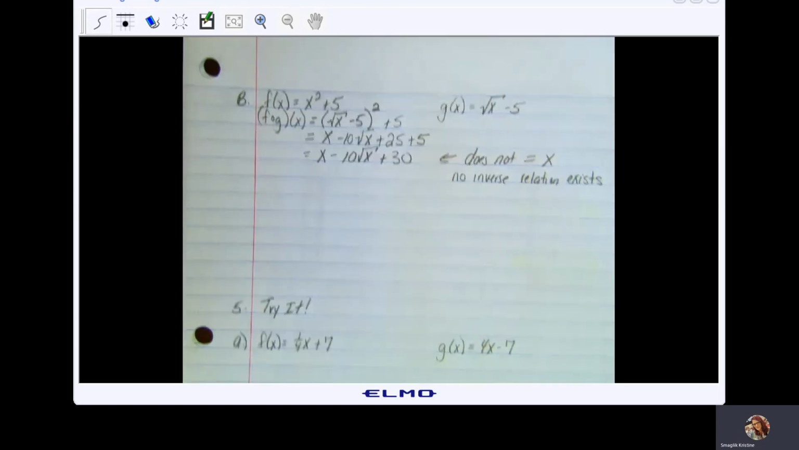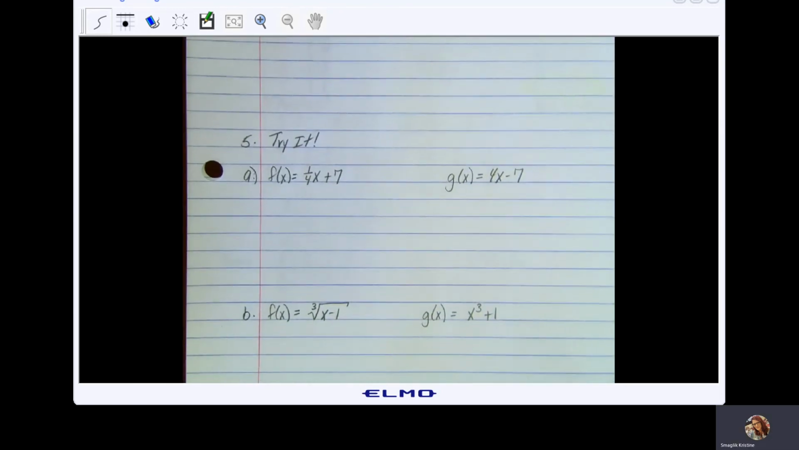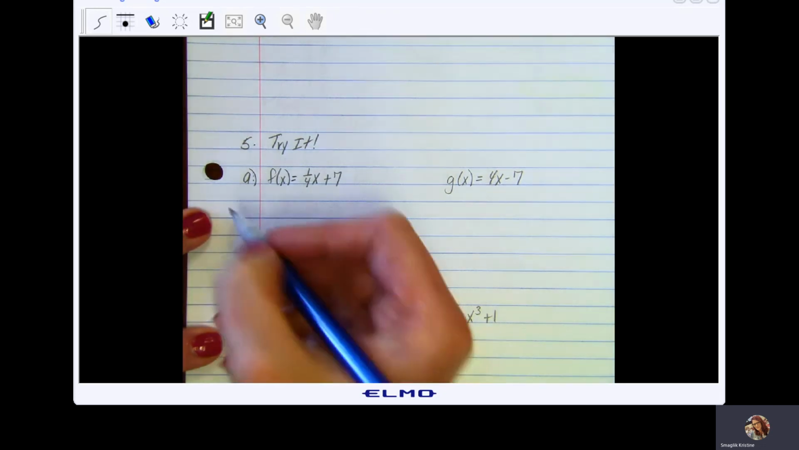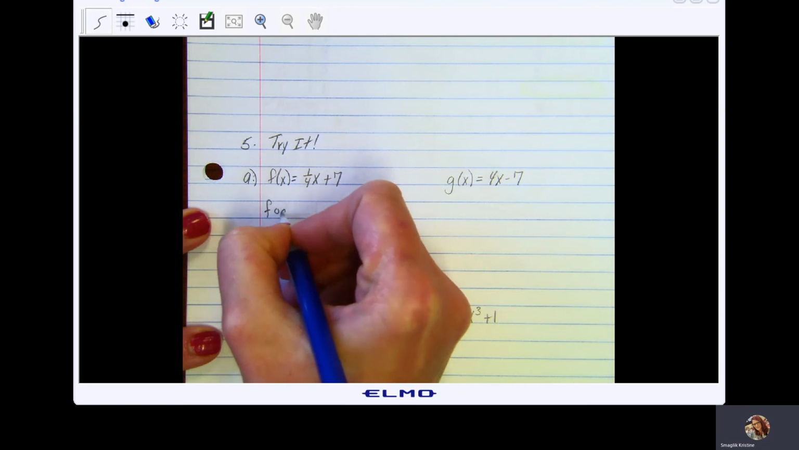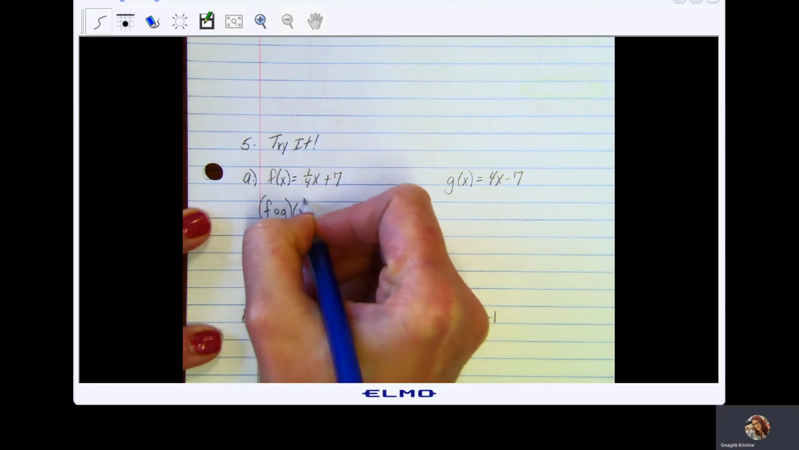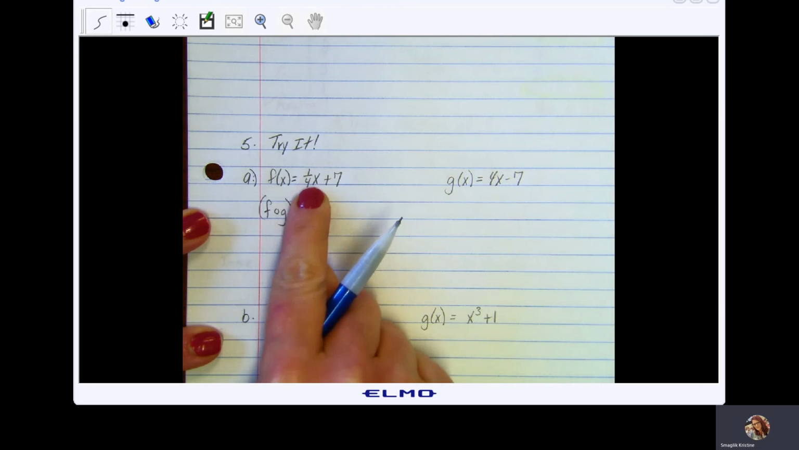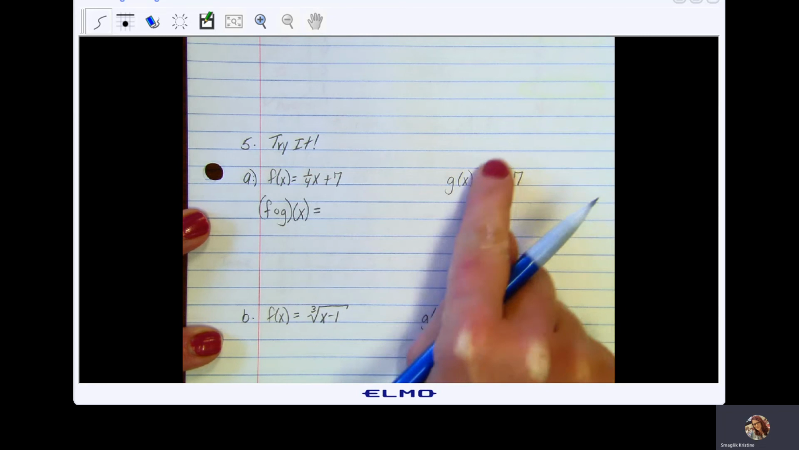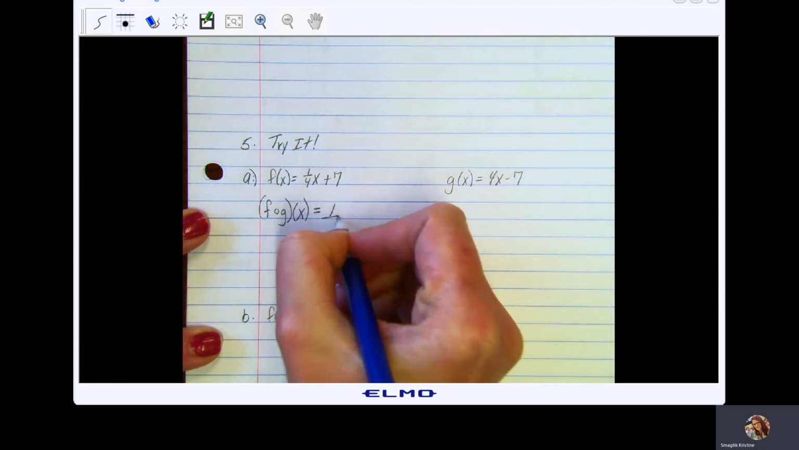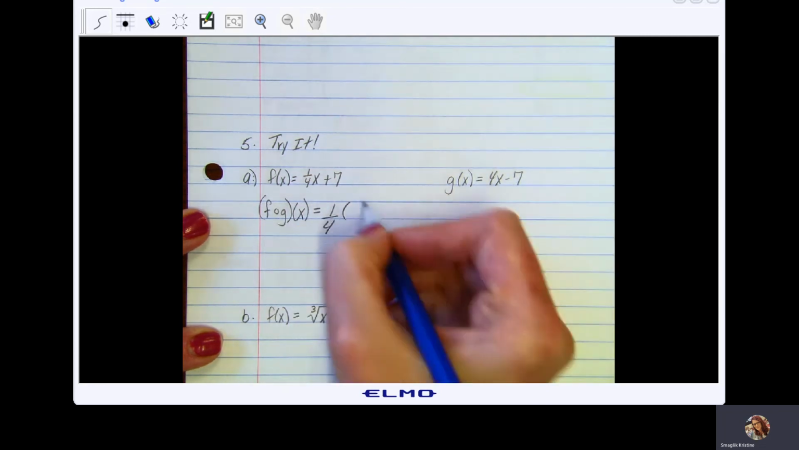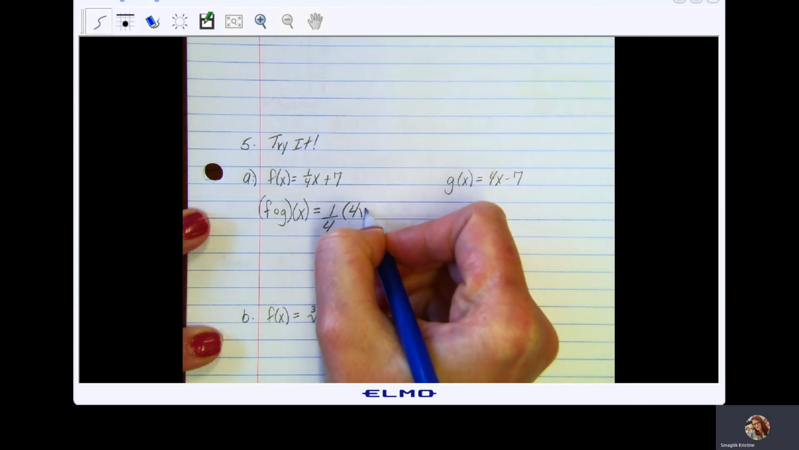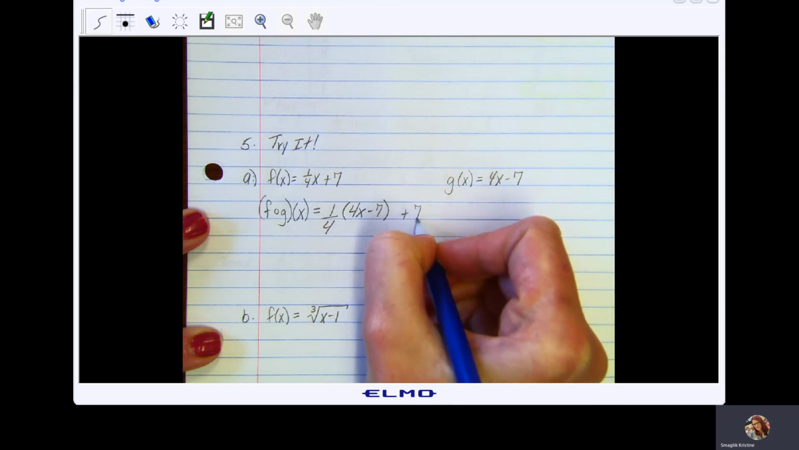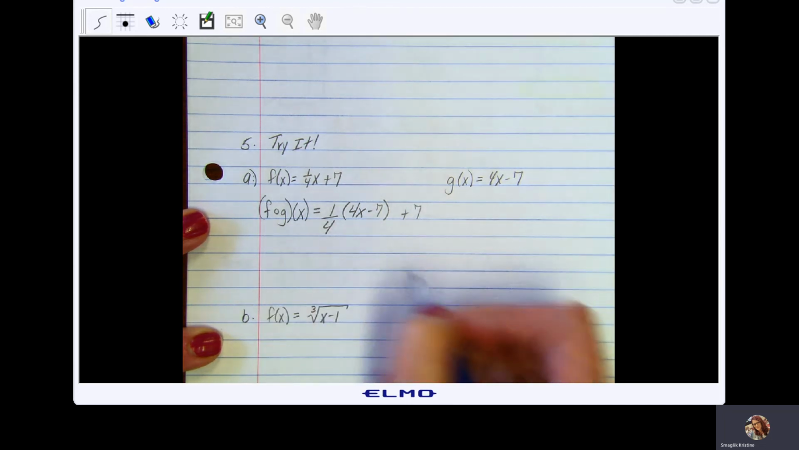Let's take a look at your try-its. Let's do A. Let's start out by doing f of g of x. So now I'm going to go to my function f. Wherever I have that x, I'm going to put in 4x minus 7. So I'm going to have 1/4 times 4x minus 7 plus 7. I should have left a little bit more room.